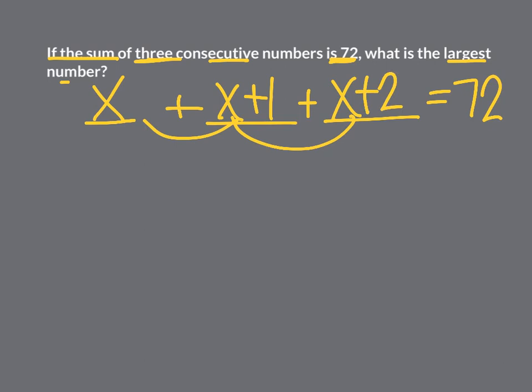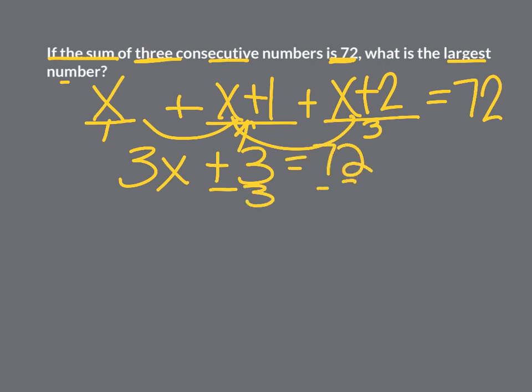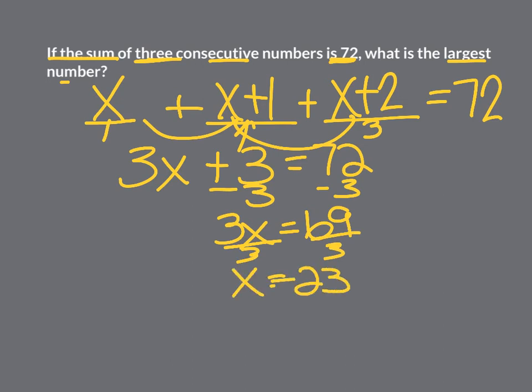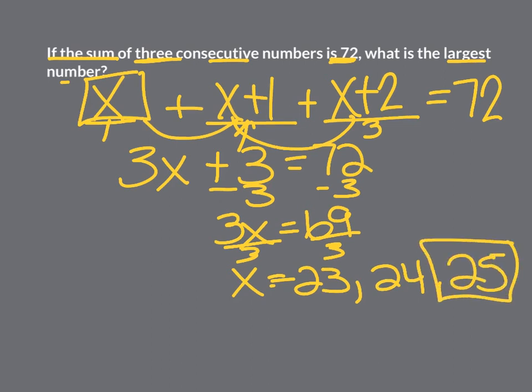So these are my 3 numbers: my first number, my second number, and my third number. Combine my like terms. I get 3x plus 3 equals 72. I'm going to subtract 3, so I get 3x equals 69. Divide by 3, so x equals 23. If x is my first number, the next consecutive number would be 24, and then the next one's 25. So my largest number would be 25.